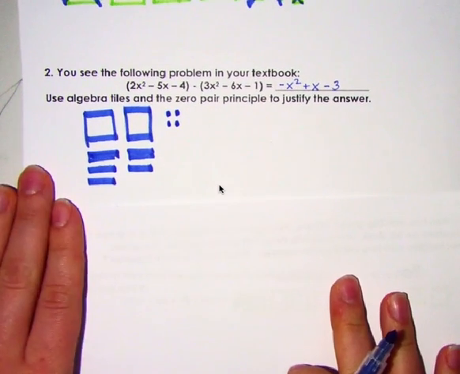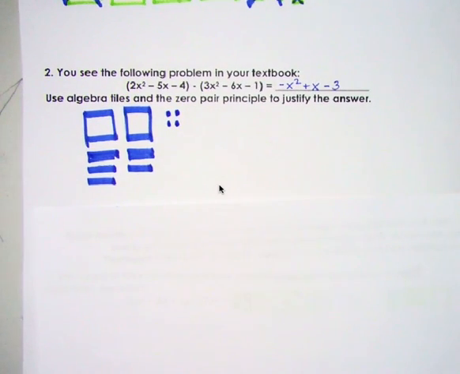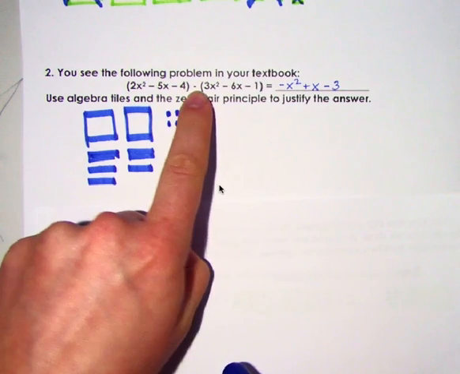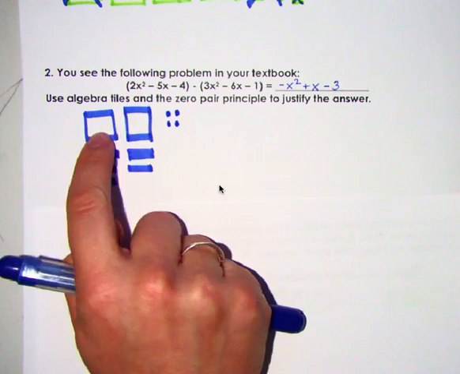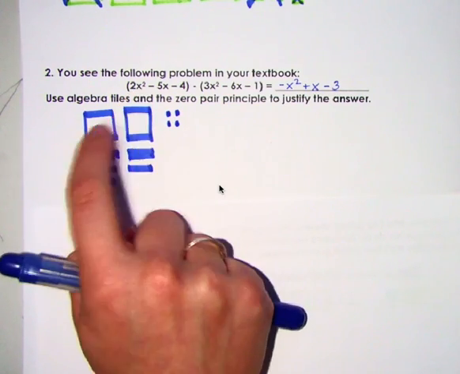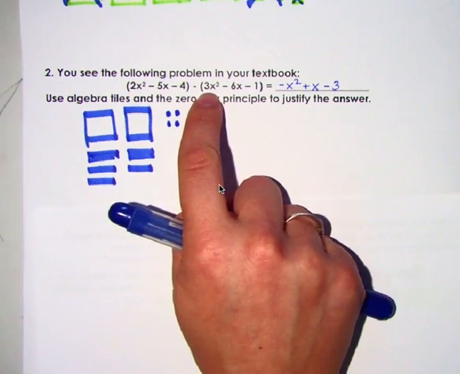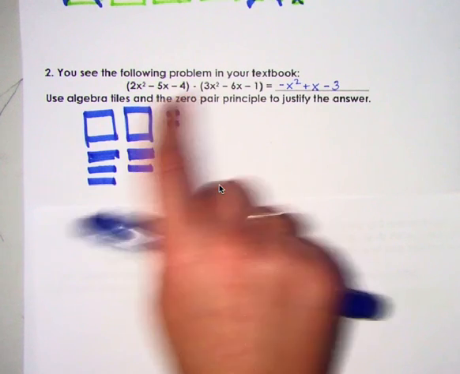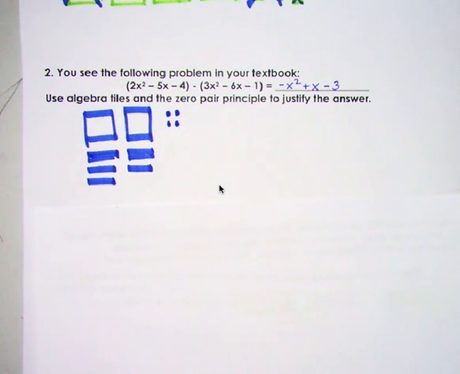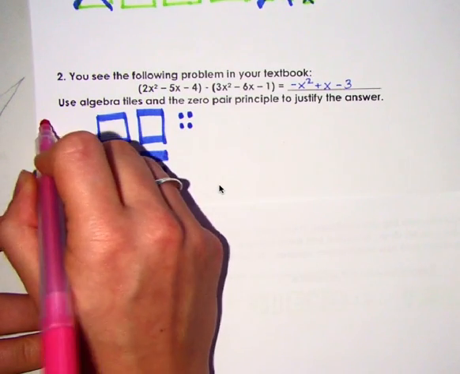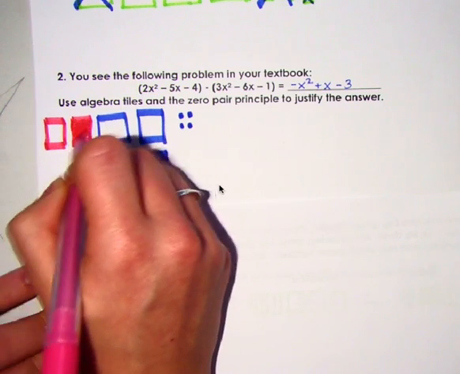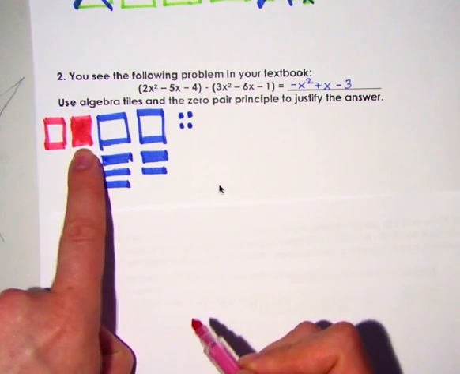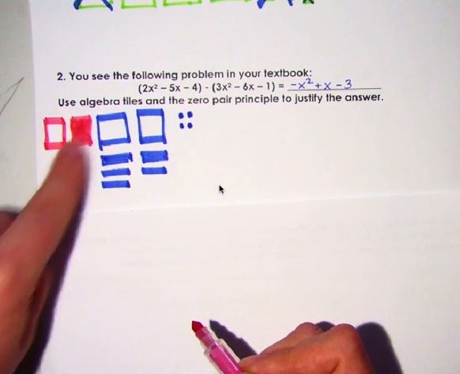All right, so now you are going to use the zero pair principle to justify the answer. So you are taking away 3x squares. But you should notice, how can I take away 3x squares if you only have 2 positive x squares? You want to be taking away 3 unshaded big squares, but you only have 2 of them. Well, this is where you would add in a zero pair. Therefore, you're not actually changing anything when you add this zero pair in, because a positive x squared and a negative x squared are the same thing as saying 0.